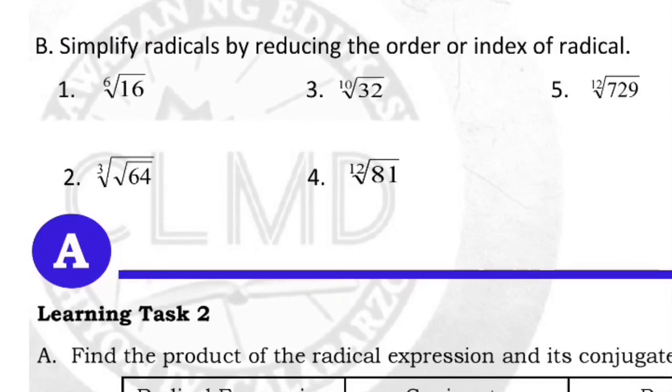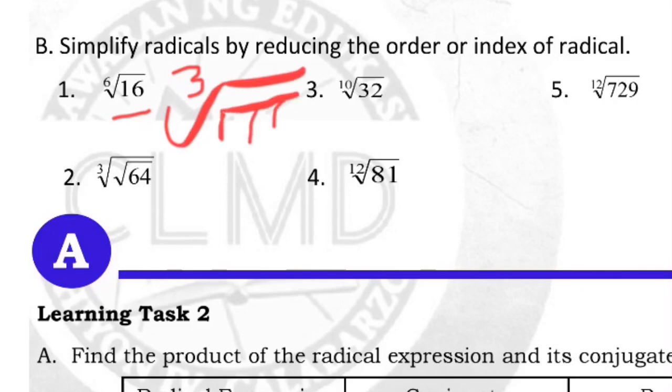Letter B, simplify radicals by reducing the order or index of radical. So again, we're going to have number 1 as our example, 6th root of 16. So 16, this is a perfect square, so we can just express 6th root of 16 as cube root of the square root of 16. Then square root of 16 is 4, so we're going to have our answer as cube root of 4.